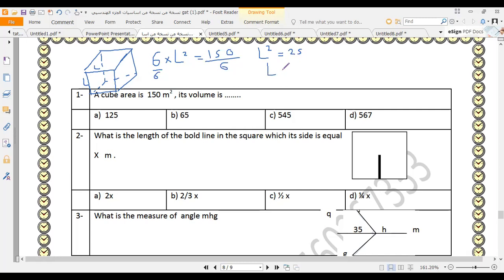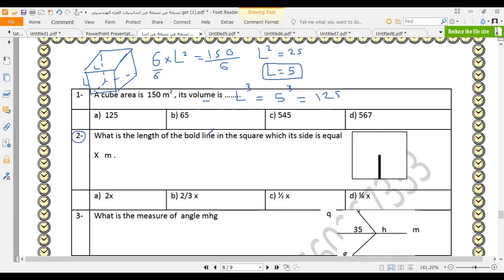If you take the square root, each side will be measured by 5 meters, okay? Now he wants you to find the volume. Volume is equal to L cubed. So L cubed will be 5 cubed, and 5 cubed will be equal to 125. I will solve the next question also with you.